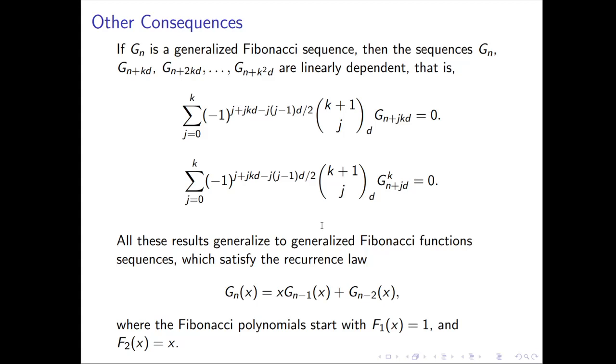And all these results also generalize to other more general Fibonacci functions, right? Where the Fibonacci functions obey this kind of law. And the Fibonacci polynomials start with f1 of x equals 1 and f2 of x equals x. So in order to prove all these identities, I construct the polynomials PKD in such a way that they annihilate any generalized Fibonacci sequence. And in order to construct them for general sequences, I do a symmetrization operation that involves primitive roots of unity.